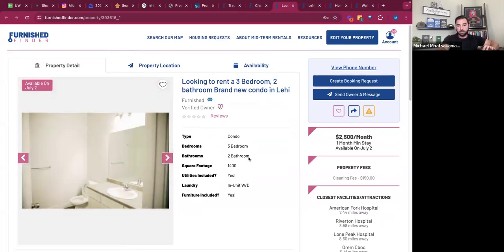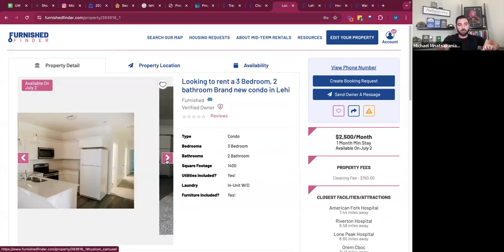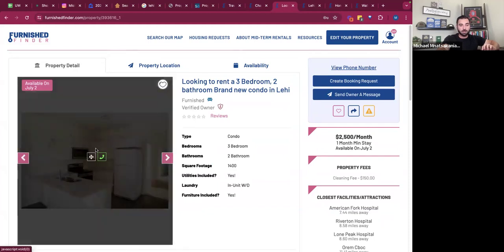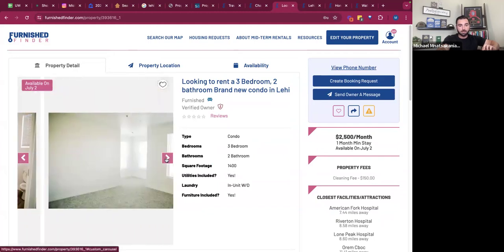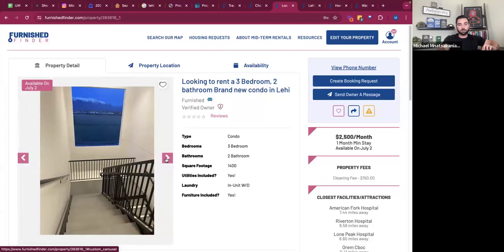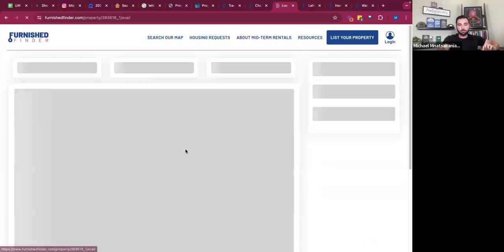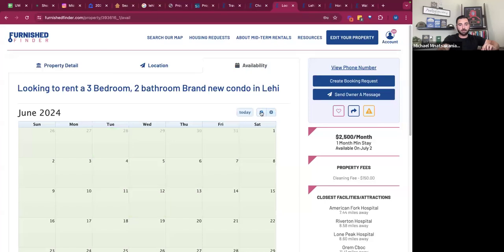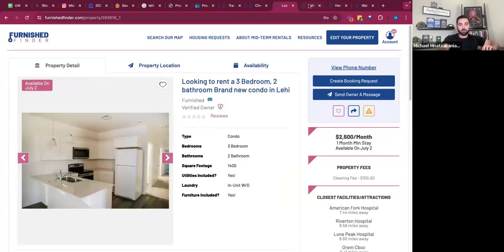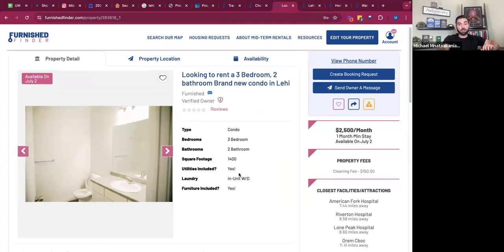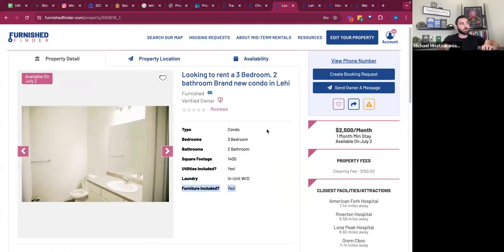Okay, so here's a condo, 3 by 2, 1,400 square foot. So similar, the furnishings are not as nice. In the kitchen, I don't know why they would have stainless steel everywhere, but this fridge is not updated to stainless steel. So yours is a little nicer. And this one's 2,500. And it's been available since July 2nd and hasn't been rented out. And nothing in the future shows that it's renting out. And it has no reviews either. I'd say this is very much more likely to be similar to yours. Yes, utilities, yes, in-unit washer dryer, yes, furniture included.